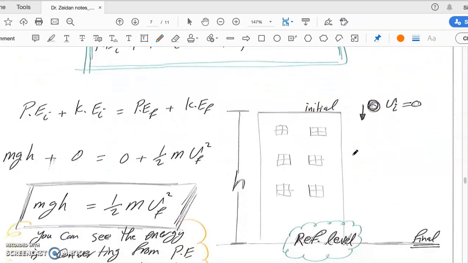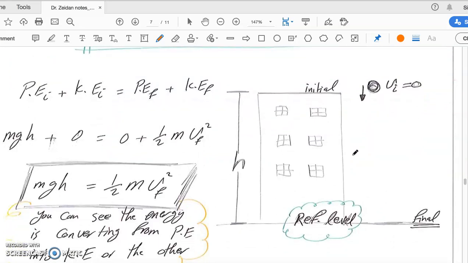All right, so now here, if we call this our reference level, and we say that the object has gone through a free fall. Free fall means that velocity was zero initially, all right? What is the potential energy at this point? It is mg times h. What is the kinetic energy at this point? It's zero, all right? So at this point, the potential energy is equal to mg times h. The kinetic energy is equal to zero, because V initial is equal to zero.